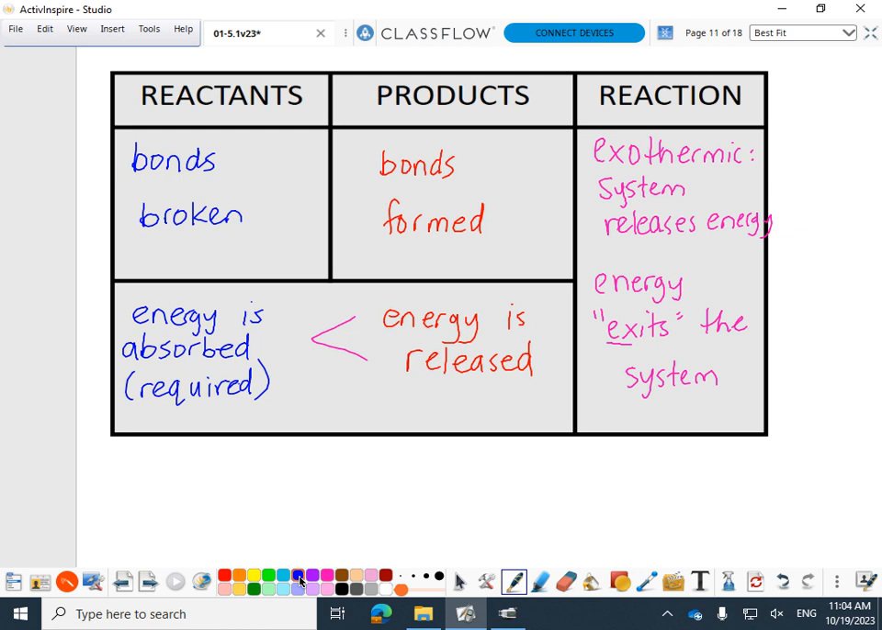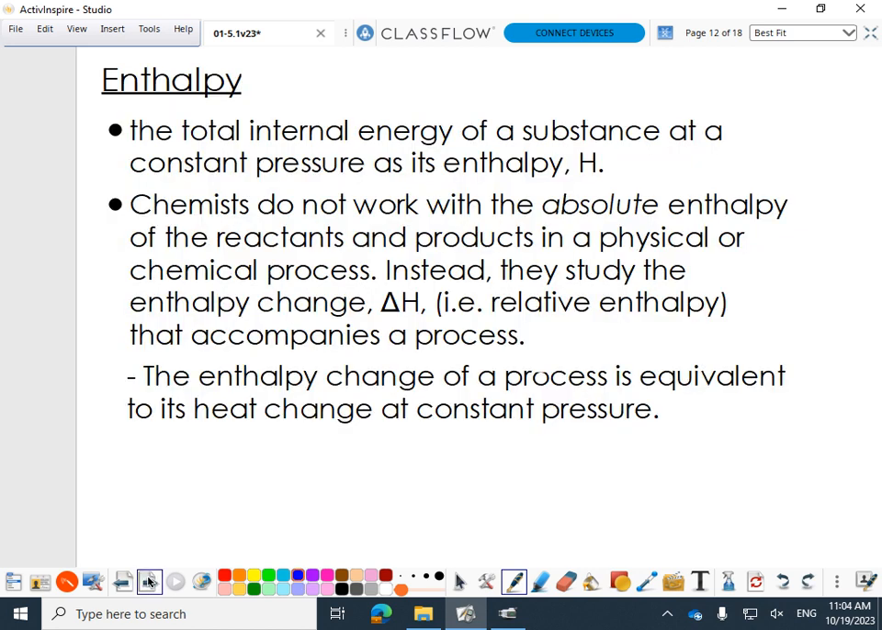So we're going to talk about something called enthalpy. The reason we can't just say heat is because that doesn't really give us all of the ideas behind what's happening in a chemical bond. So the total internal energy is measured by enthalpy.